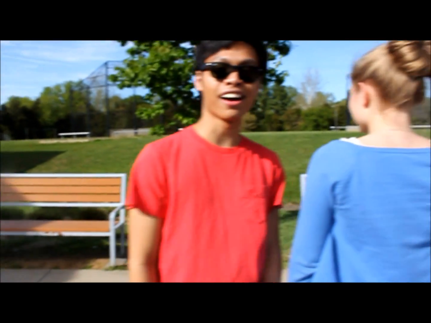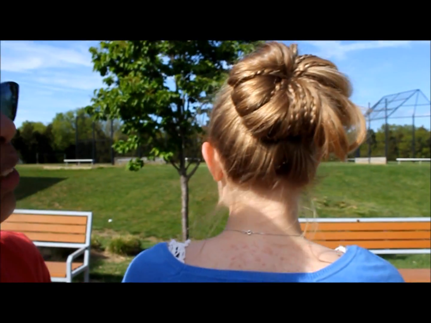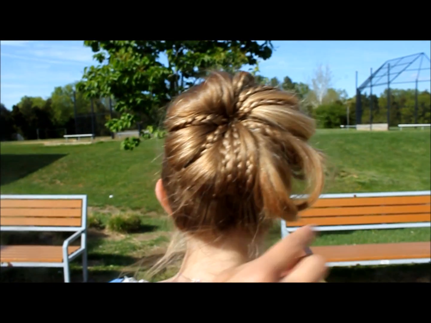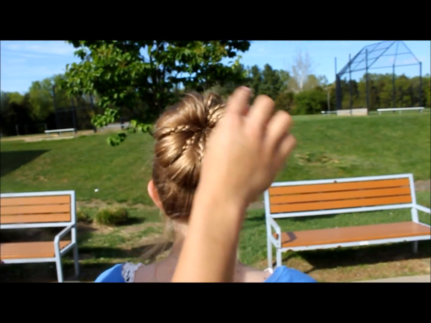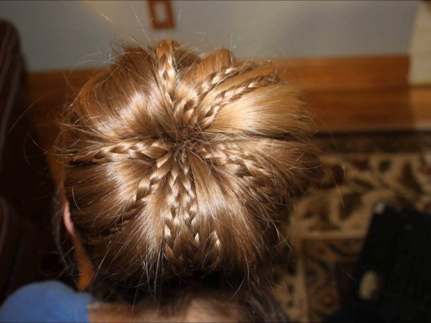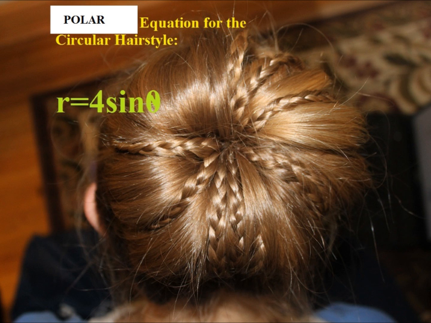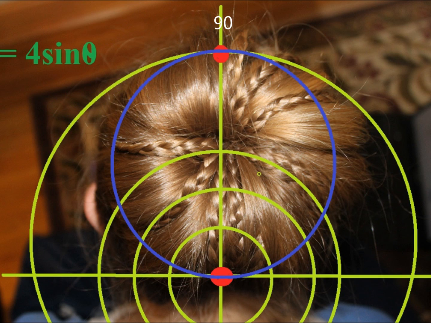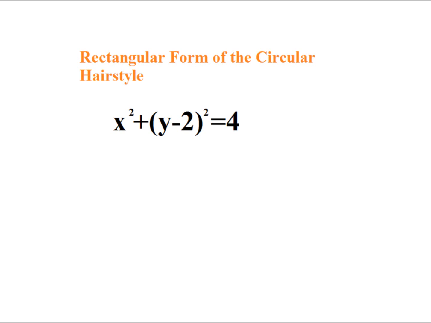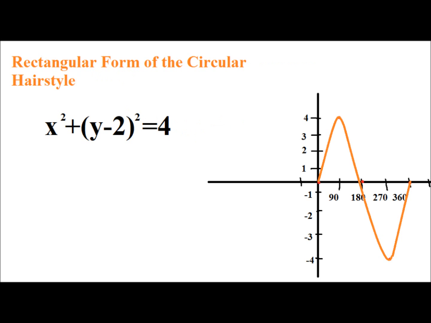And the final hairstyle is the circle. It's a bun with braids, and you see the circle right here. The polar equation of the very last hairstyle, the circle, is r equals 4 sine theta. Here's the polar graph of the circular hairstyle. Its rectangular form is x squared plus open parenthesis y minus 2 close parenthesis squared equals 4. And here is its rectangular graph.